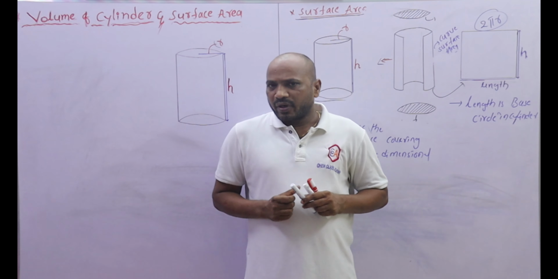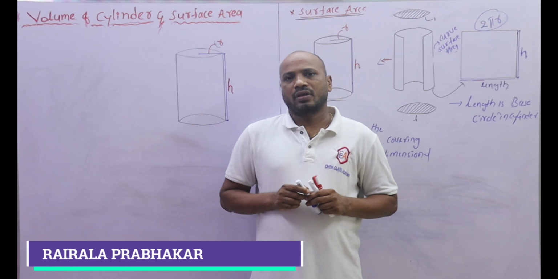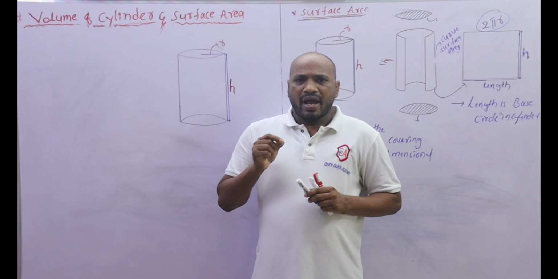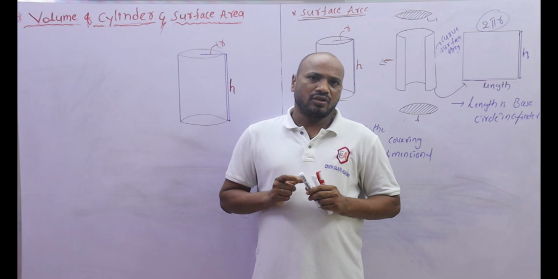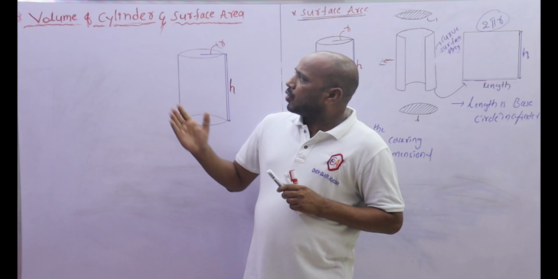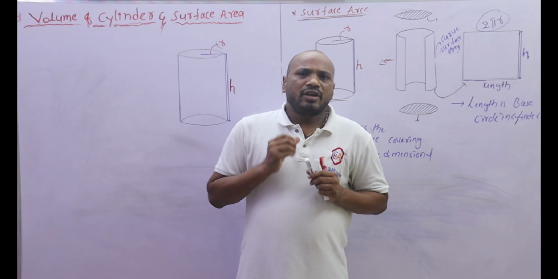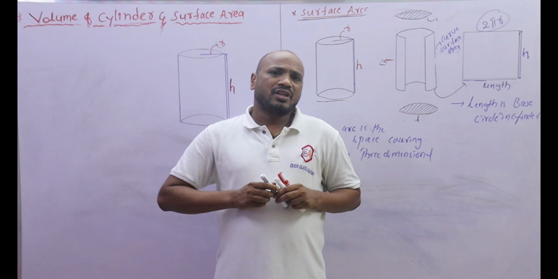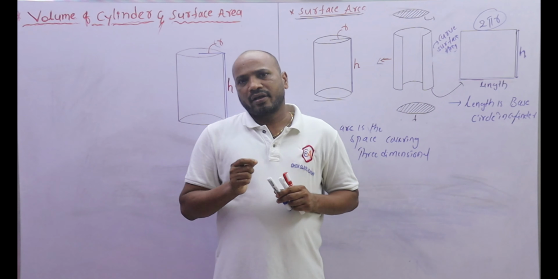Today I am going to explain the volume of a cylinder and surface area. Last class you learned to express volume in cubic units. Today's topic is the volume of a cylinder and surface area. Volume is the amount of three-dimensional space that is occupied by some matter or object.